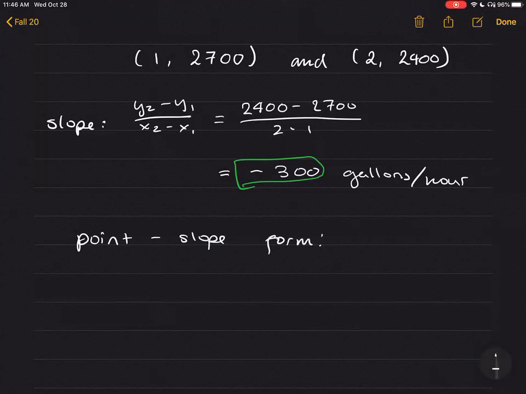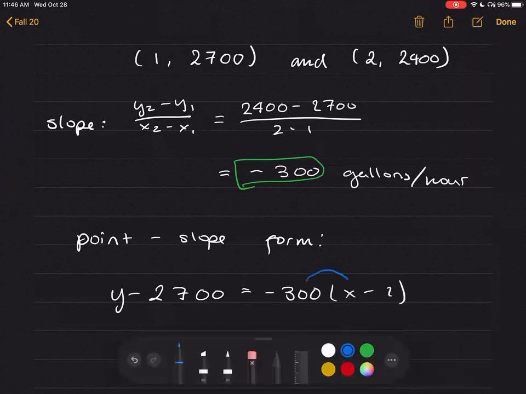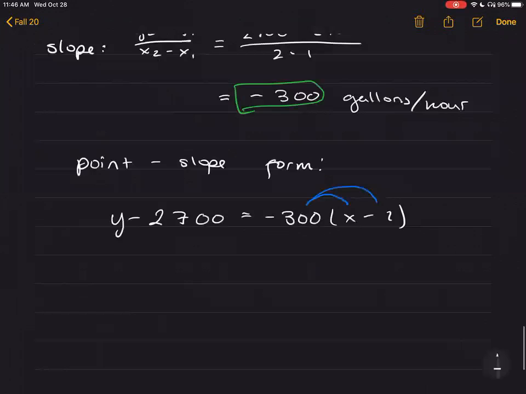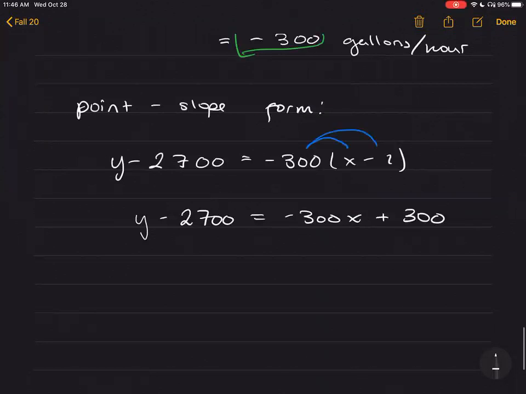And so again, using that equation, we get y minus y1. I'm just going to use the first point because why not? So this becomes y minus 2,700 equals, and then our slope is negative 300, and then x minus x1 is just 1. And then we're going to distribute this negative 300. And so y minus 2,700 equals negative 300x plus 300. And then if we add 2,700 to both sides, we get y equals negative 300x plus 3,000.